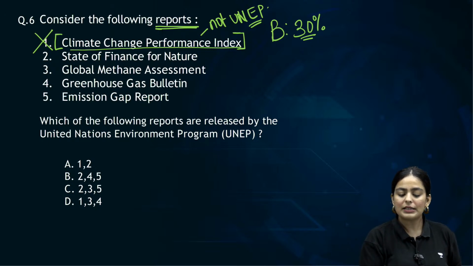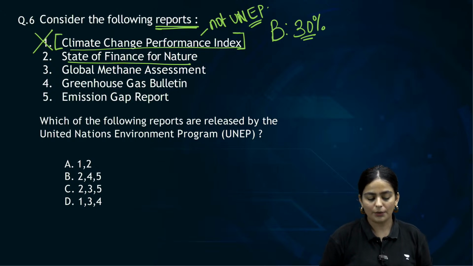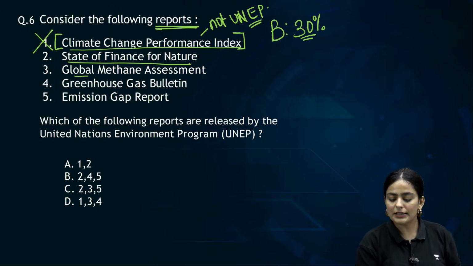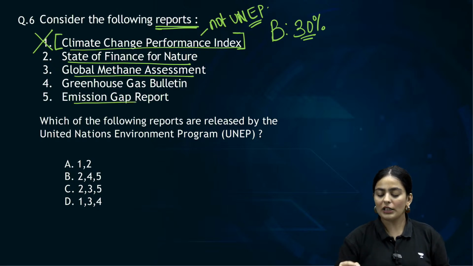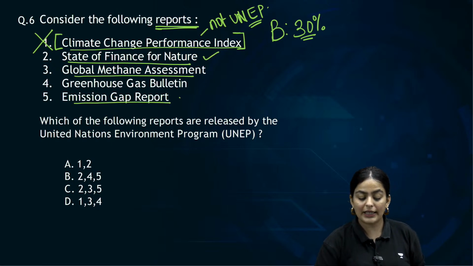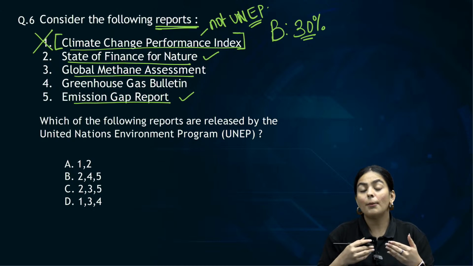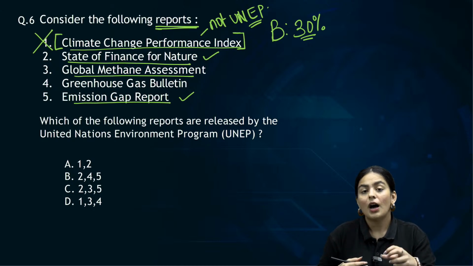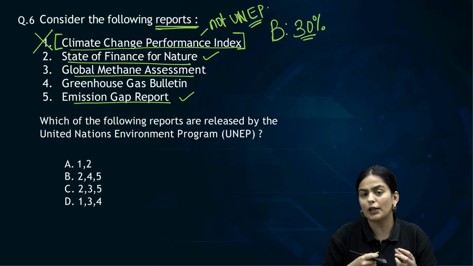Point number 2, State of Finance for Nature. Global Methane Assessment and Emission Gap Report. Whenever there is a gap report, the question is what are the gaps that you need to fulfill in order to make sure that we are not breaching our 2 degrees rise related target or promise.